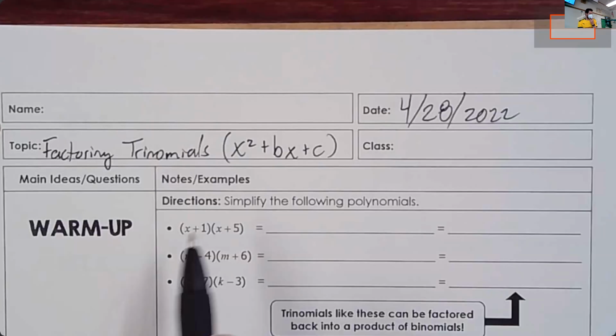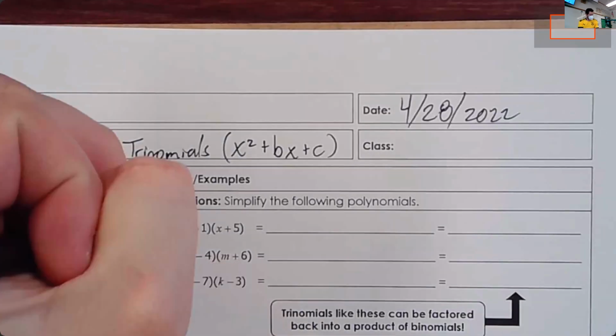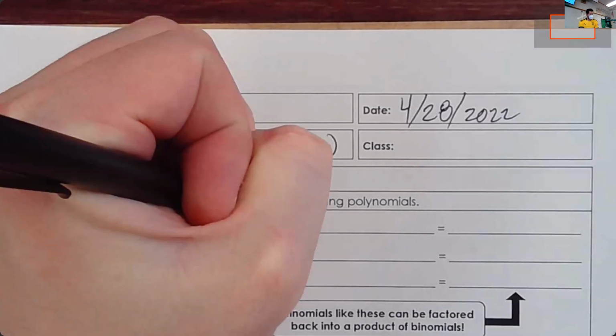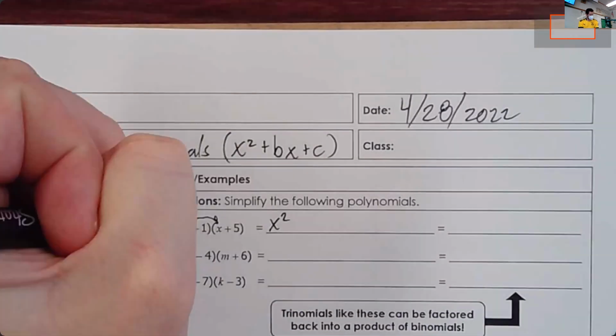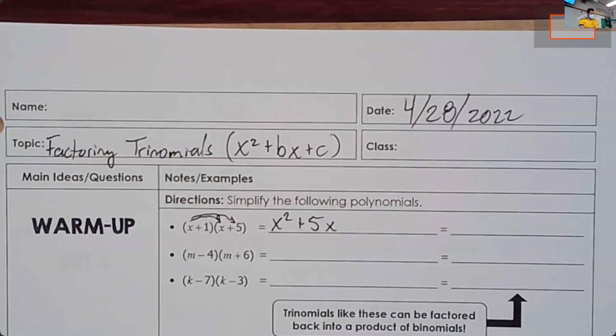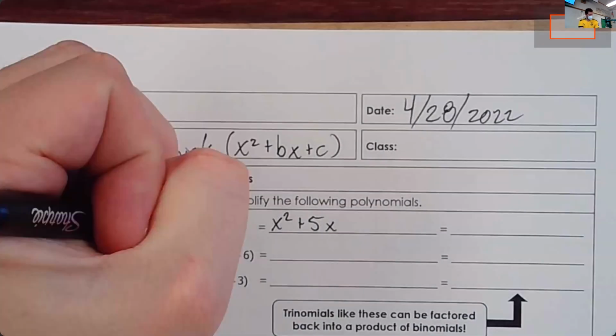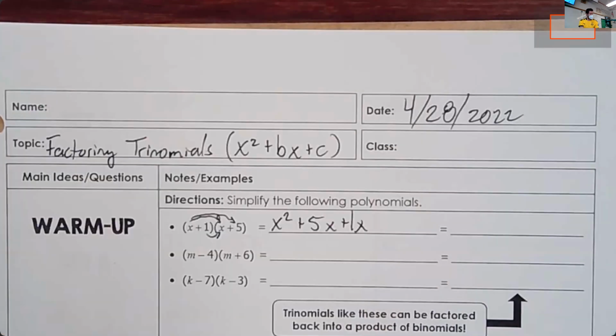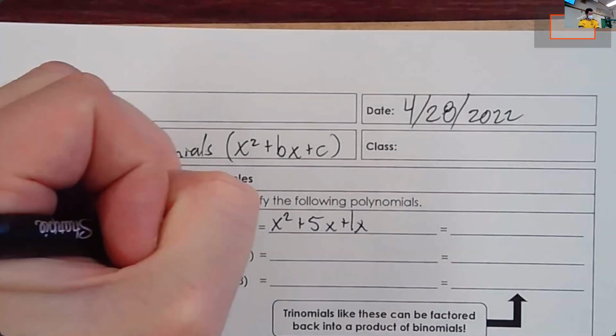Let's go ahead and start with our warm up here. So we got first times first, that'll be x times x is x squared. The outer terms are x times 5, which will be plus 5x. The inner terms, the two in the middle, 1 times x is x, so plus 1x. And then last times last, 1 times 5 would be plus 5.